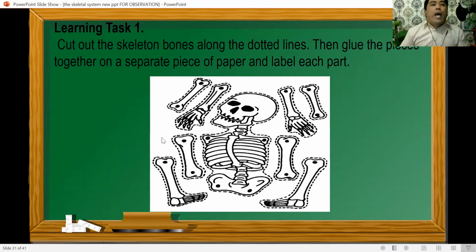Okay? Yan. So tapos, label each part. So pangalanan nyo, ano bang bone ito? Ano ba ito? Yan, and so on and so forth. Okay. Next, let us proceed to learning task 2.